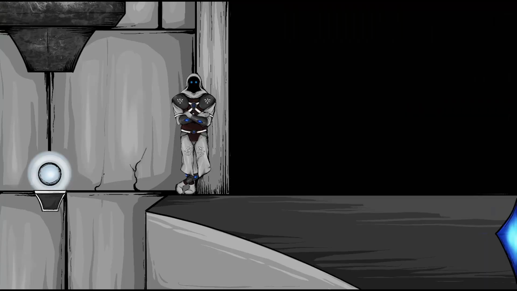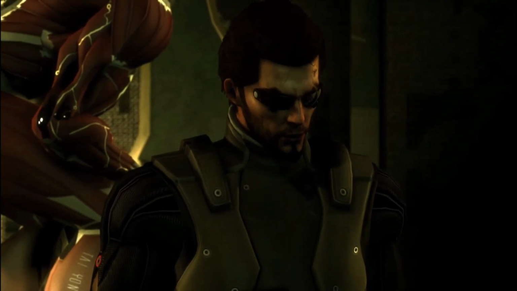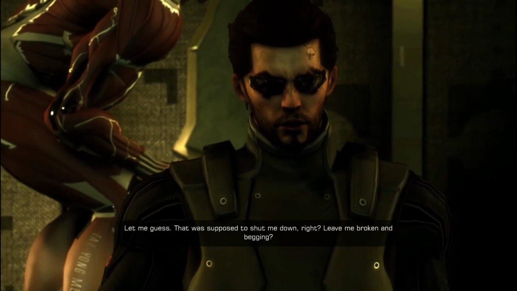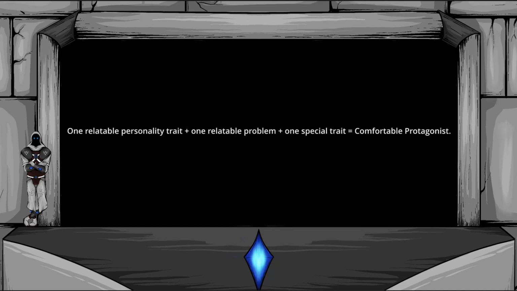Let me be clear. There is nothing wrong with having a protagonist that has some special trait or multiple special traits. The key to a relatable, comfortable protagonist is to leave enough room for a personality to grow, a personality the audience can get attached to. If I had to give you a very basic formula for a comfortable protagonist, it would go something like this. 1 relatable personality trait plus 1 relatable problem plus 1 special trait equals comfortable protagonist.